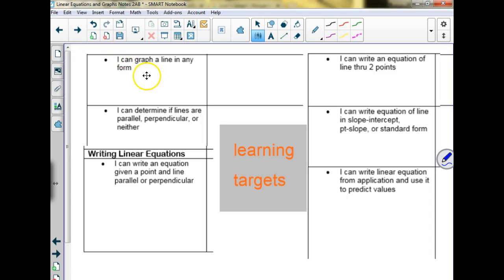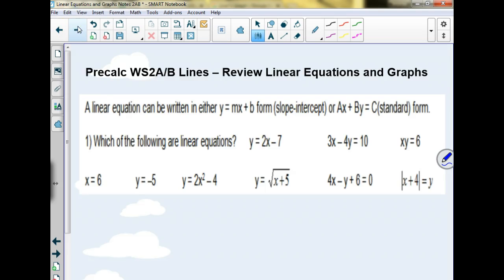All right, so today we're going to talk about graphing a line in any form, determining if lines are parallel or perpendicular or neither, and we're going to talk about writing an equation of a line given a line it has to be parallel or perpendicular to. We're going to talk about writing an equation of a line through 2 points. We're going to talk about 3 different forms of a line, and we're not really doing applications till tomorrow. All right, a linear equation of a line is any equation that can be written in this form or this form, which is going to be called standard form. Okay.